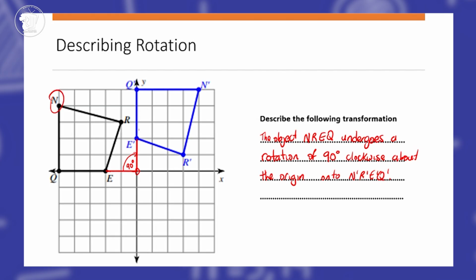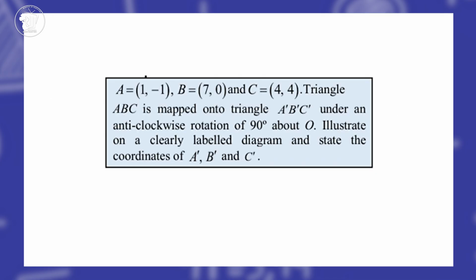If you use N and N prime, the same thing will occur. You will get the same number of degrees and the same direction. So you just need the object and image of one point. So let's go. Let's perform a rotation. Now we know to describe it. Let's see how we can perform a rotation.